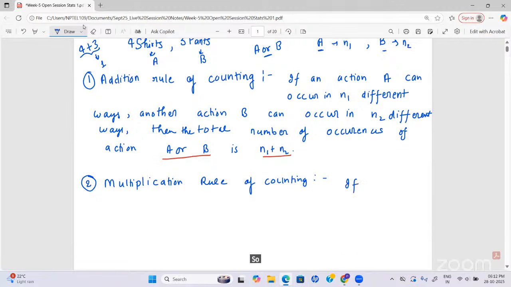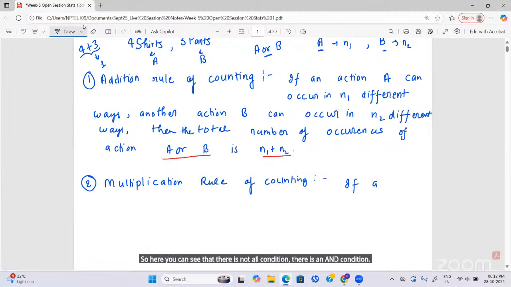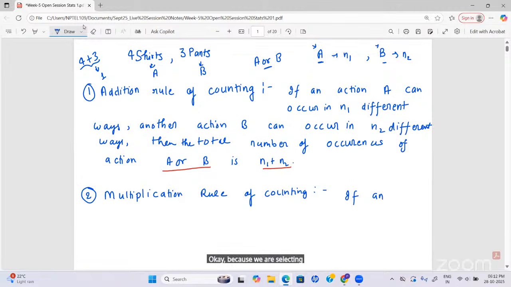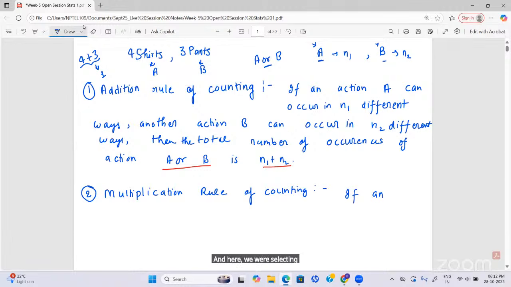So here you can see that there is no OR condition, there is an AND condition, because we are selecting both shirt and pant. Previously we were selecting only one thing out of these two, and here we are selecting both the things.